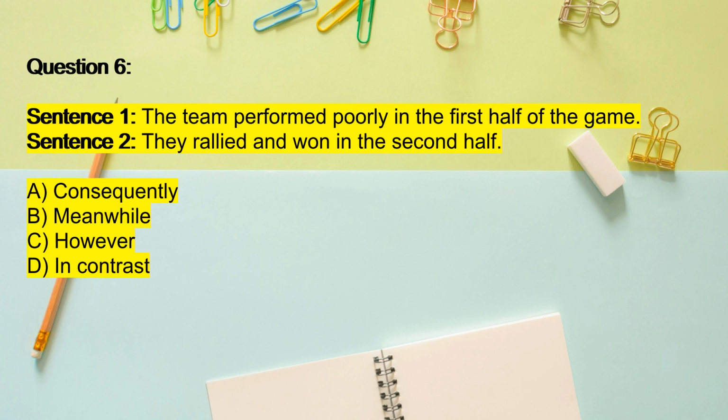Question 6. Which transition word would best connect the two sentences? Sentence 1. The team performed poorly in the first half of the game. Sentence 2. They rallied and won in the second half.